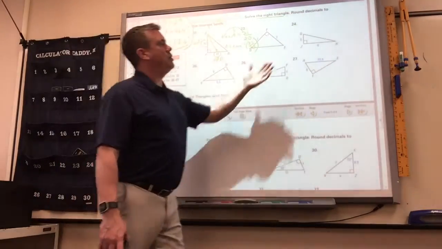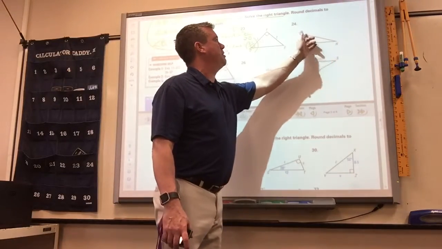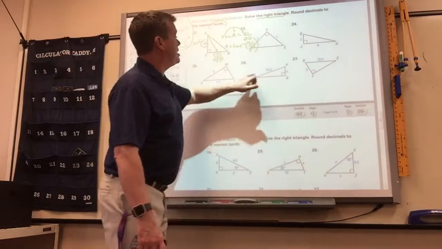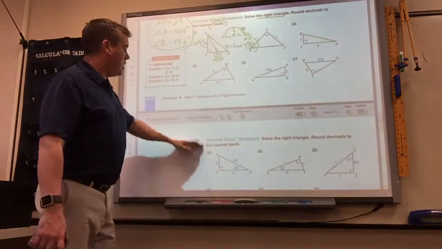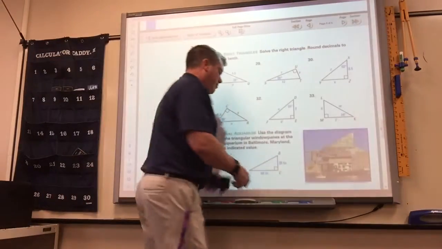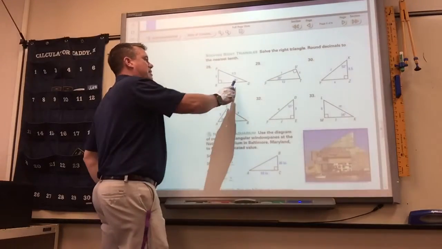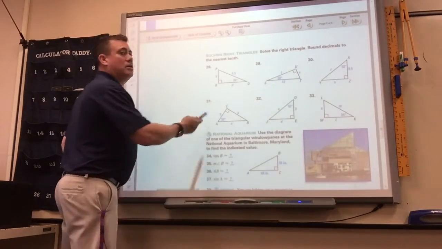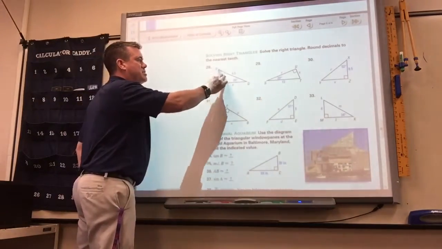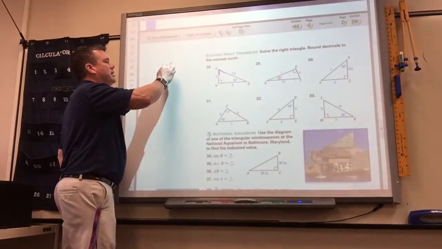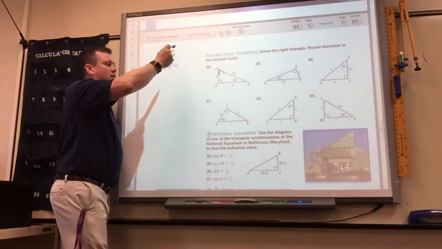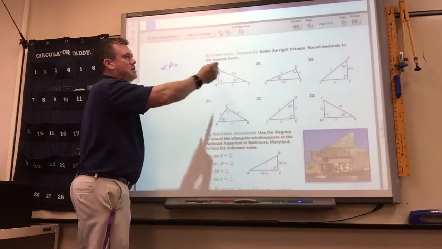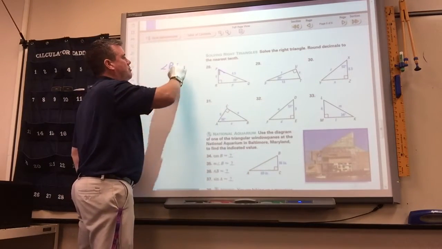So 24, you do the same thing, find the hypotenuse and then find the 2 angles. 26, you got to find the leg and then the 2 angles. Then on the next page, instead of giving us 2 sides, they give us an angle and a side. So the easy one is the missing angle, angle P. You just subtract that off of 90, just like we did when we found the other angle. 90 minus 26 is 64.